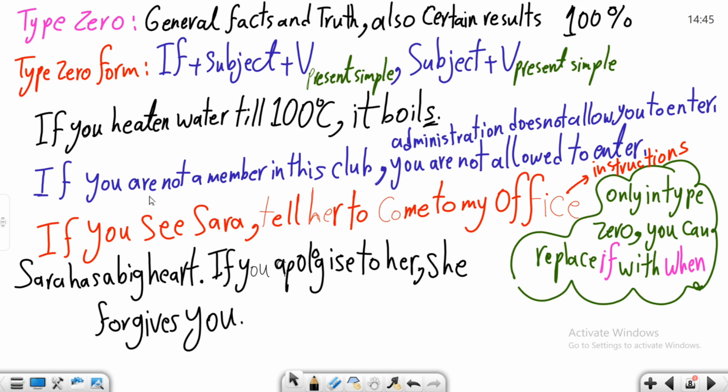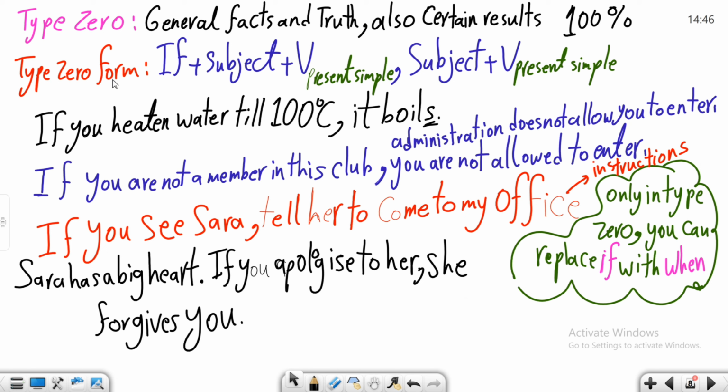Let's start with the first type. Generally, we start counting from 1. But illogically, and then after that, we are going to see that there is some logic in this numeration, we are going to start here from type 0, not from type 1. So we have 5 types of conditional sentences. The first type is called type 0.